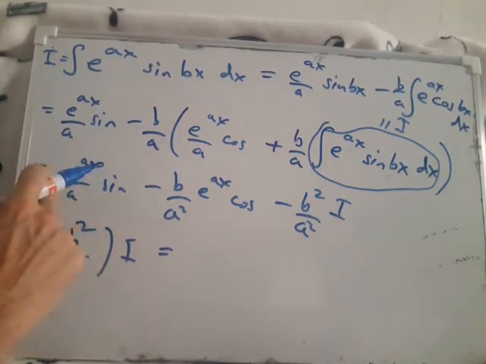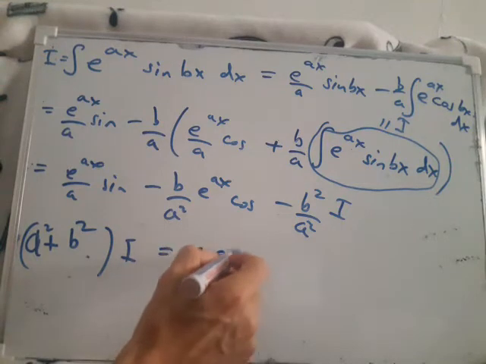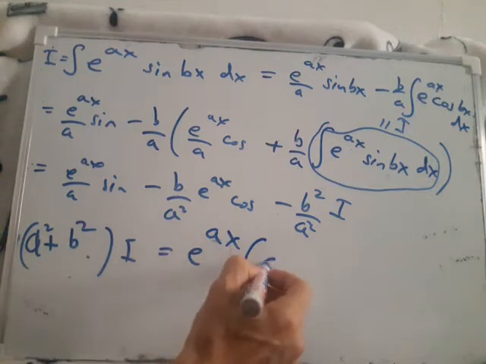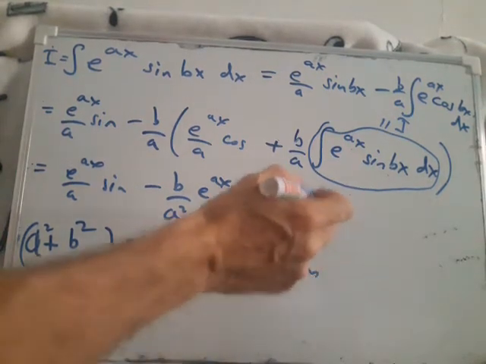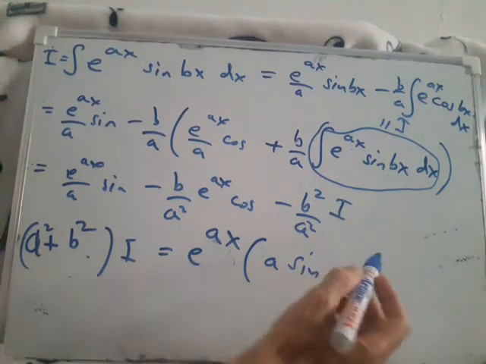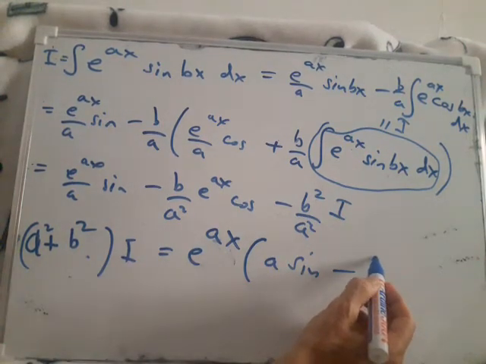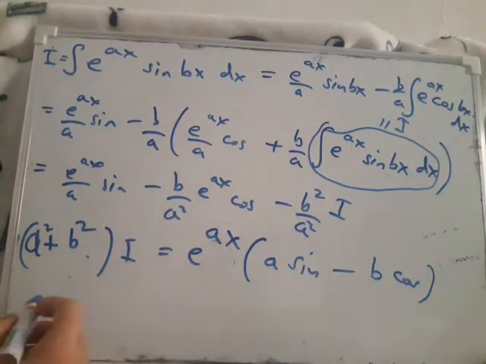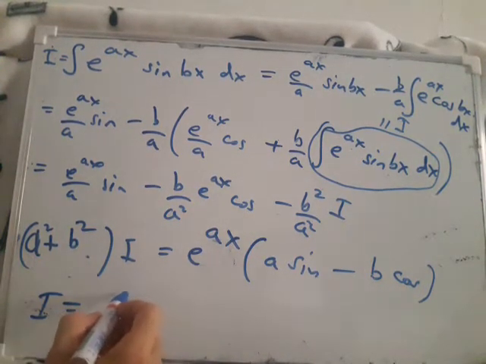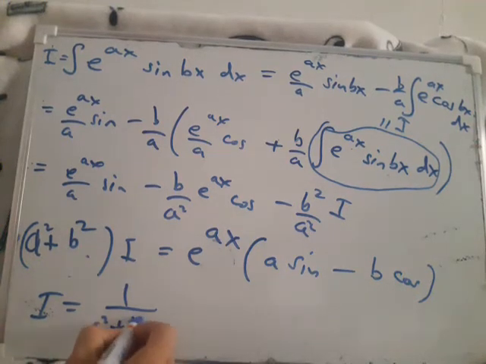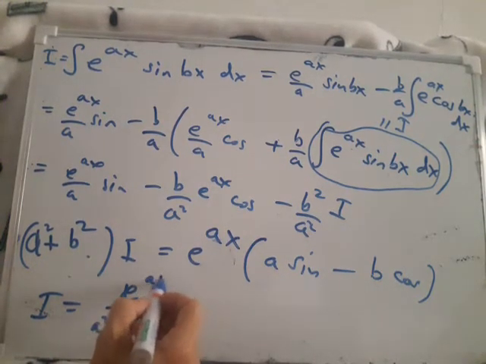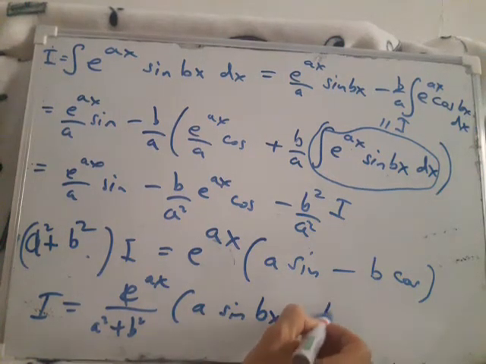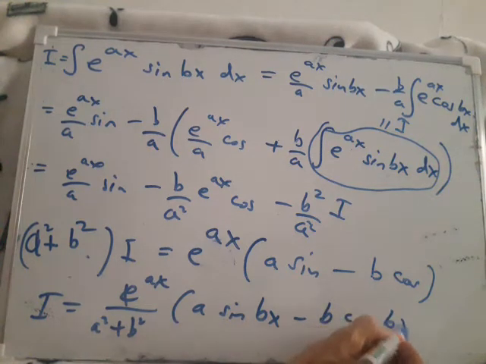So multiplying both sides by a squared, I'll take out a factor of e to the ax. I'll get a times sine minus b times cos. So the final answer is the integral I want is 1 over a squared plus b squared e to the ax times a sine bx minus b cos bx.